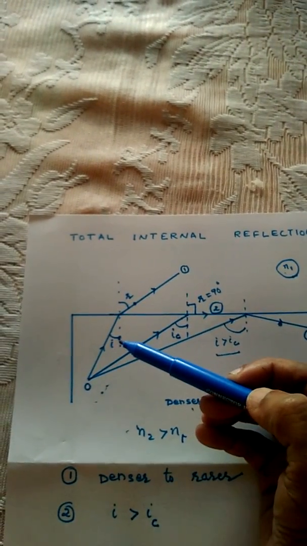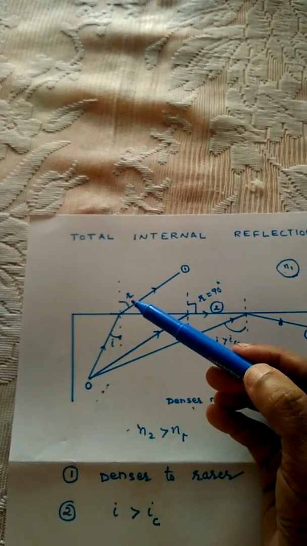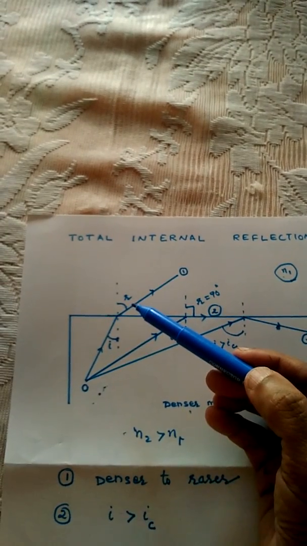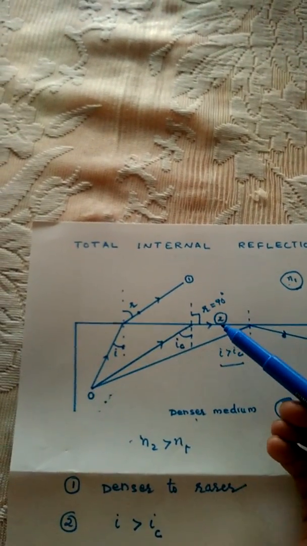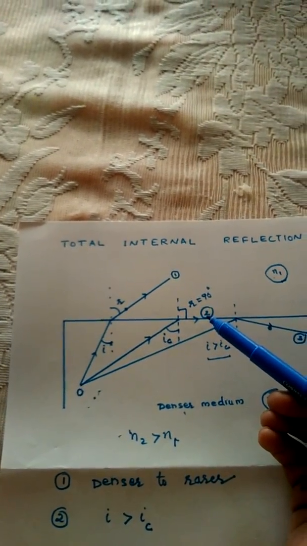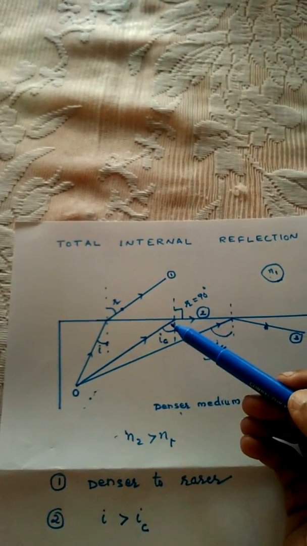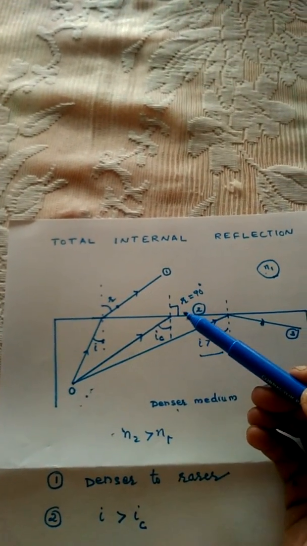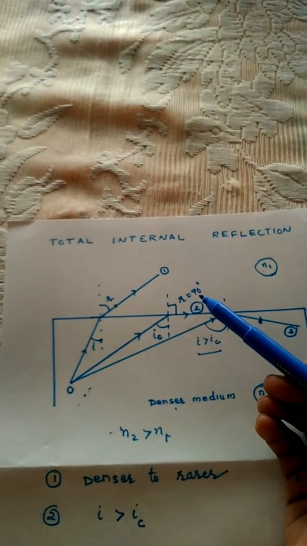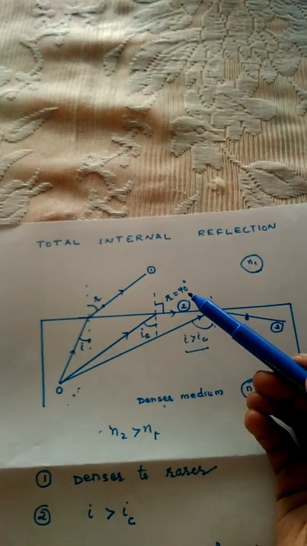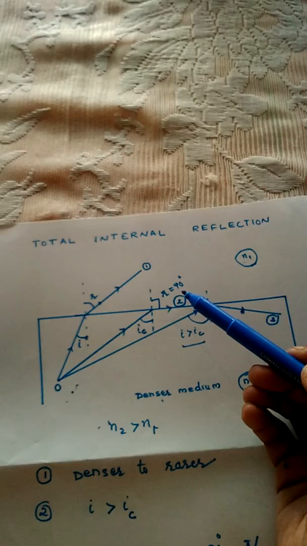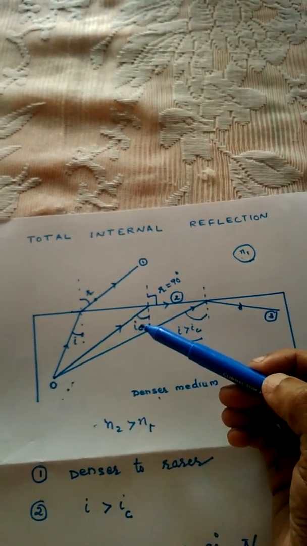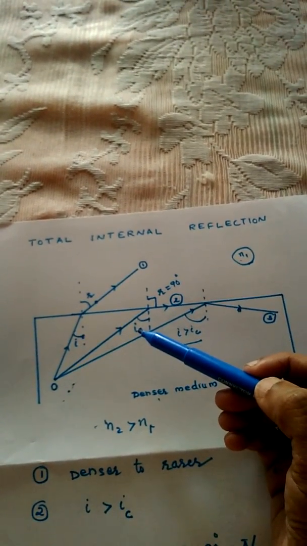If the I value is increased, then R value also increases. Let us consider the second case in which I value is increased such that the R value is maximum. The maximum value of R is 90 degree. The corresponding angle of incidence is known as critical angle IC.